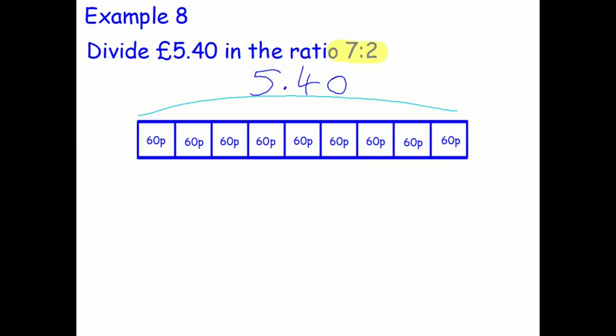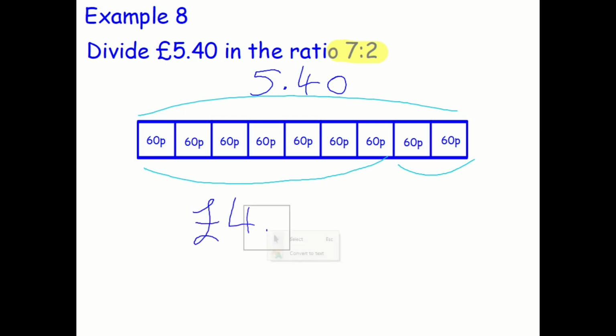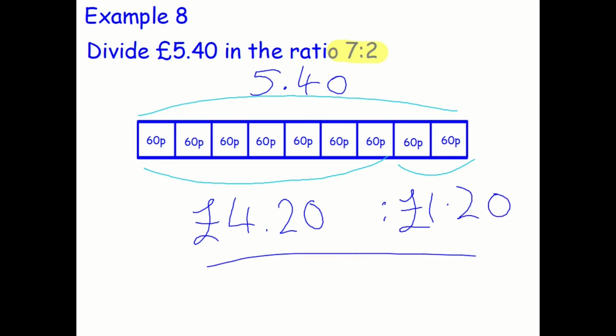And if I get that in the ratio 7 to 2, 7 6s are 42, so that must be £4.20. And this is £1.20. Oops, put an extra dot there. So £4.20 to £1.20 is your final answer there.